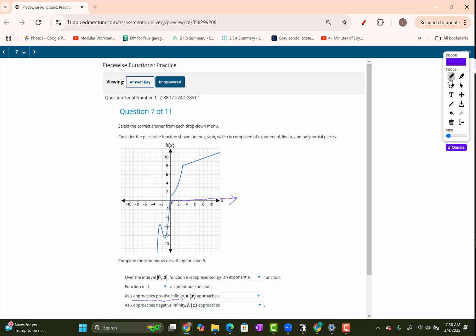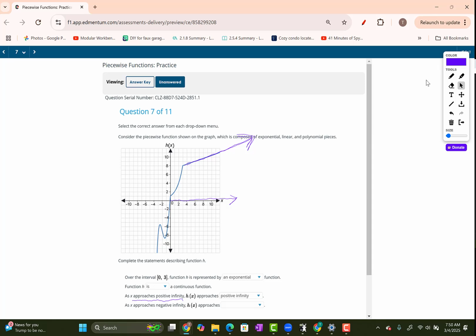So as this graph moves to the right, what is happening? Is it going up forever? Is it stopping? Is it going down forever? Well, as this graph moves to the right forever, this graph is also going up forever. So that means the y is also approaching positive infinity. That's what it means when it says h of x approaches. Really, it wants to know, okay, what is the y coordinate approaching for the h function?